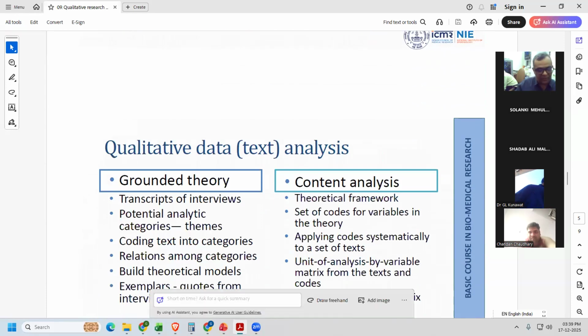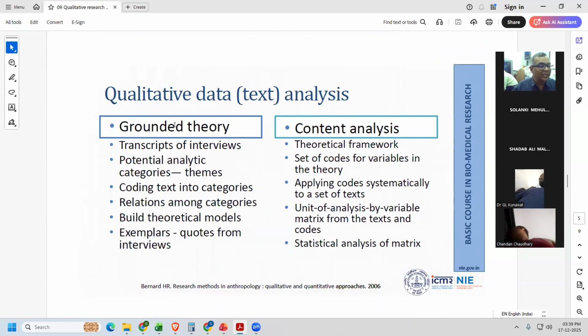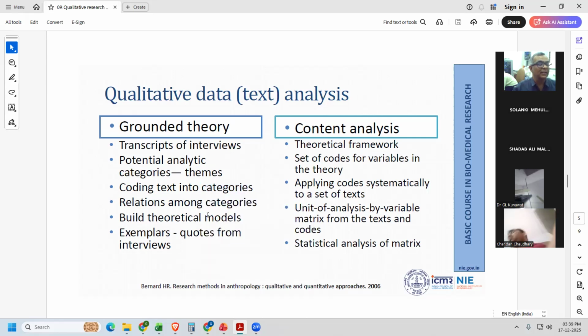Here again there is a lot of theory, but two important ones are grounded theory and content analysis. What does grounded theory say? You transcribe the interview, then develop categories, and based on those we develop the themes. Now, where will the category come from? The category comes from coding, and from category it goes to the theme. So there is a relation between different categories, and ultimately it is based on a theoretical model.